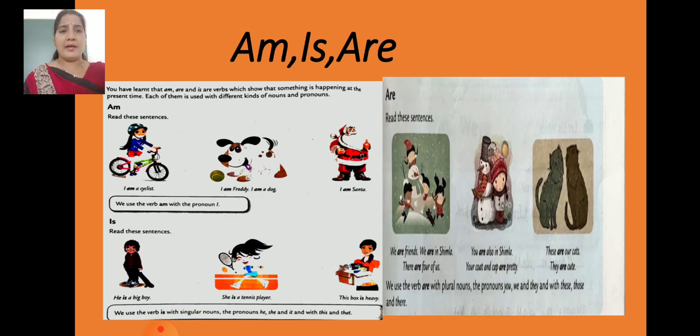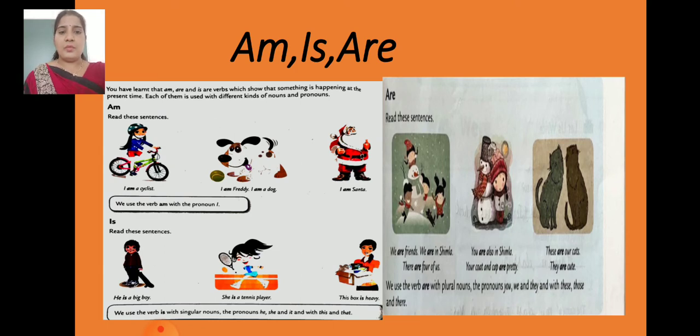13.1. Am, is, are. Now children, you know the use of am, the use of is and the use of are. We know that when we use am, we always use am with the pronoun I only. We are not saying she am, he am, they am. We always pronounce am with I. Is, you know, is used with singular. Am, is, are, what are they? They are verbs, children.